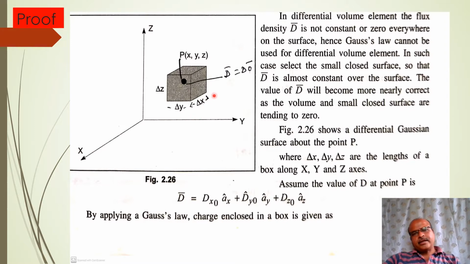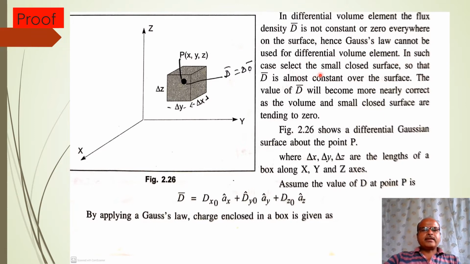For that, we have to consider the Cartesian coordinate system, and consider this rectangular box placed in that Cartesian coordinate system. In the Cartesian coordinate system, there are three axes: x-axis, y-axis, and z-axis. So in a differential volume element, the flux density D bar is not constant or zero everywhere on the surface. Hence, Gauss law cannot be used for a differential volume element.